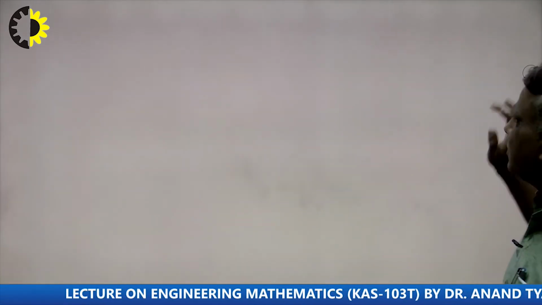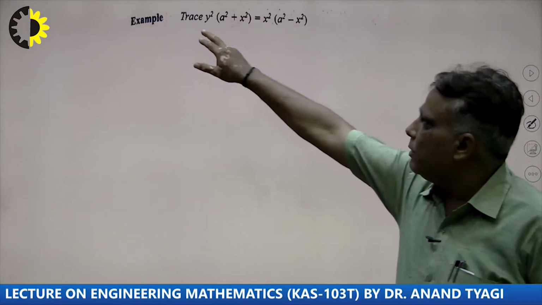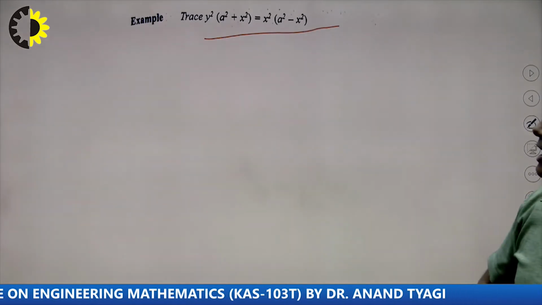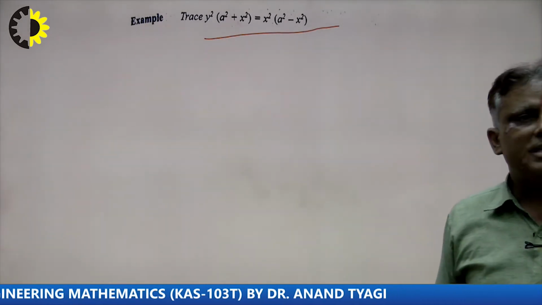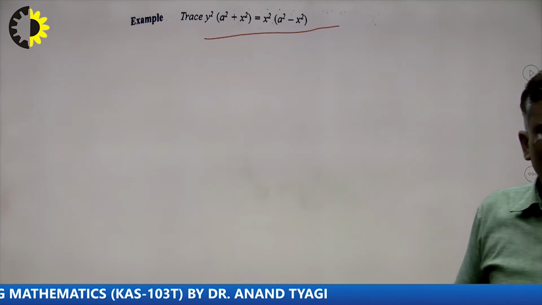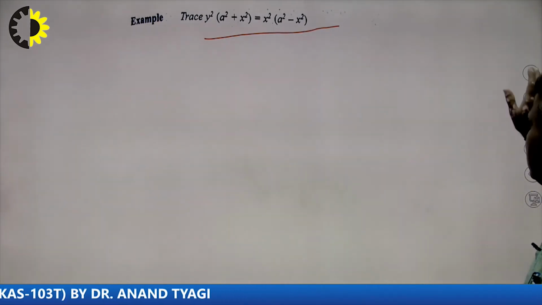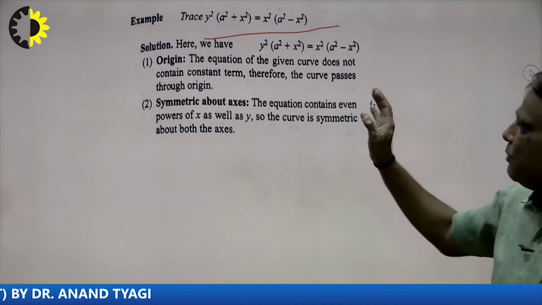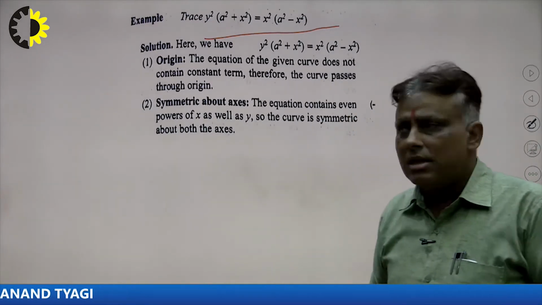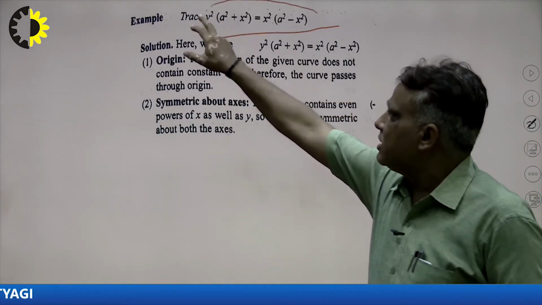So in this way, suppose I want to calculate another problem, trace the curve. This curve contains even power of x as well as even power of y. So therefore this curve is symmetrical about x axis as well as about y axis. In this way we find out whether the curve passes through the origin or not. So yes, the curve passes through the origin, because this curve satisfies the origin.